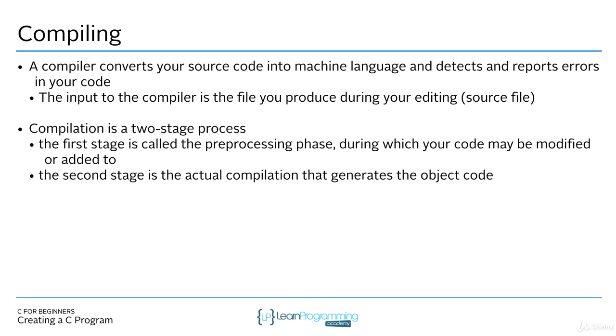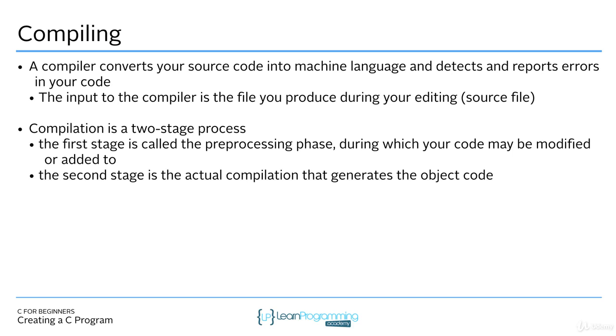Compilation itself, converting this code, is a 2-stage process. The first stage is called the pre-processing phase, during which your code may be modified or added to. The second stage is the actual compilation, which generates the assembly language code. We'll talk about the pre-processing phase in more detail, but you just need to know now that there are 2 stages when you do compilation.